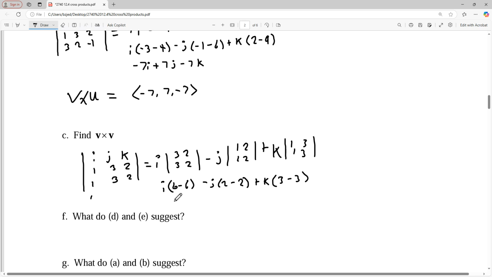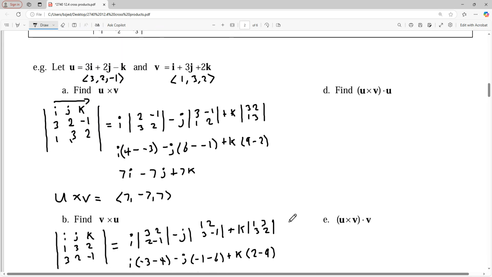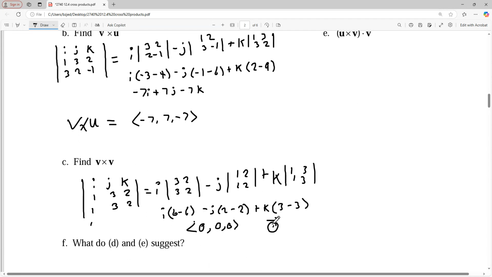I'm going to get 0i minus 0j plus 0k. I'm getting the vector 0, 0, 0, otherwise known as the 0 vector. So that means that if I take the cross product of something crossed with itself, I will always get the 0 vector.